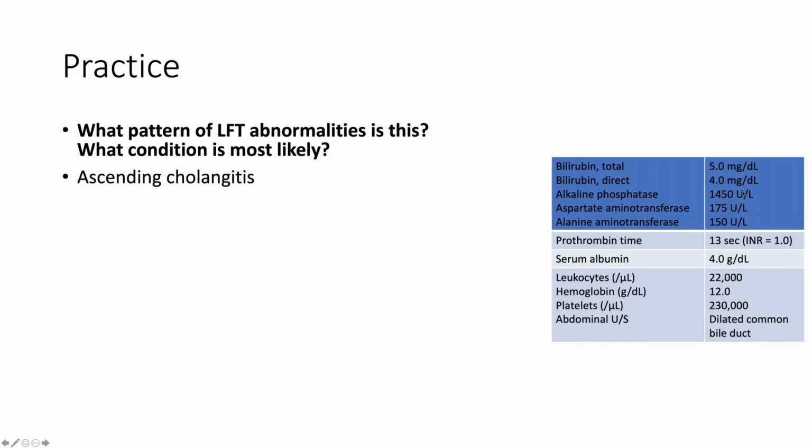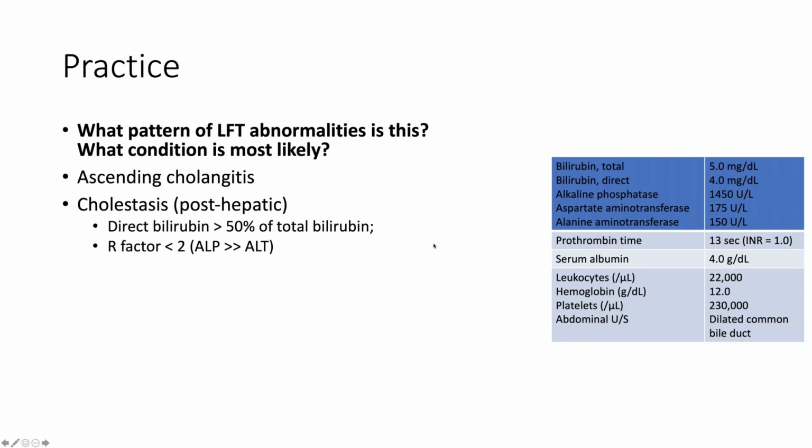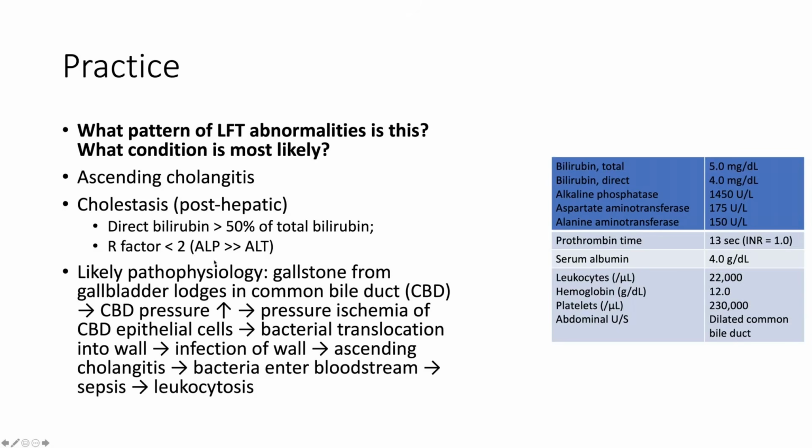You've got really high alk-phos, mild elevation of the AST/ALT, and really high D-bili relative to the total bilirubin. Your white count is really high and you've got a dilated common bile duct. This would be very concerning for ascending cholangitis. So we talked about this. The pathophysiology, just to be very clear: you've got a gallstone from the gallbladder that lodges in the common bile duct. So the common bile duct pressure is going to increase for whatever reason, probably because of pressure ischemia.